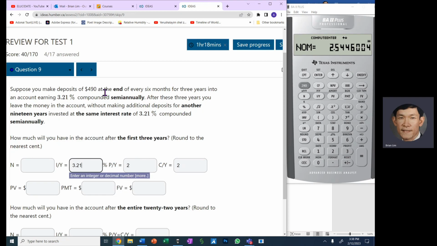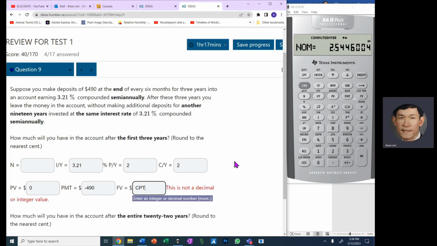Well, deposit of $490. So that deposit is a payment, and we can put it as negative because it's being placed into the account. It is going out of the person's possession. So the present value is 0, and then the future value is what will need to be computed. Okay, so that's where the computation will take place, at least for this first part.